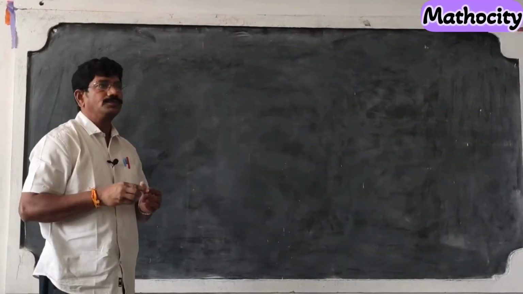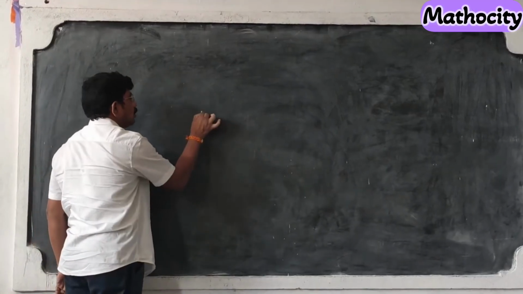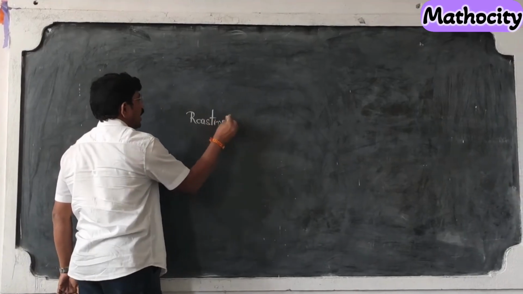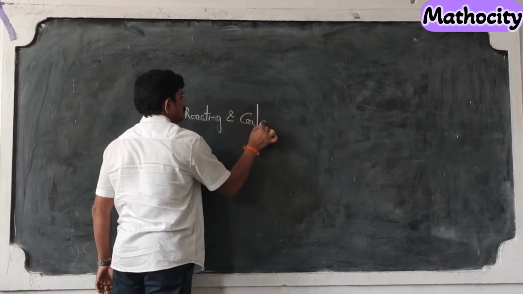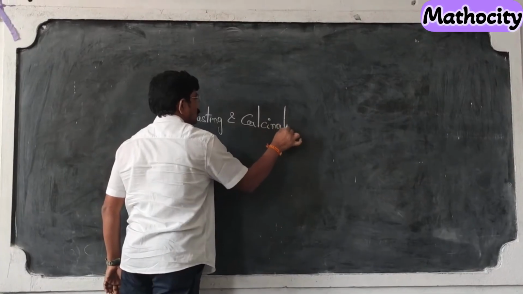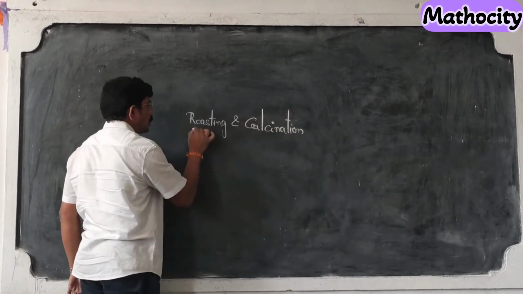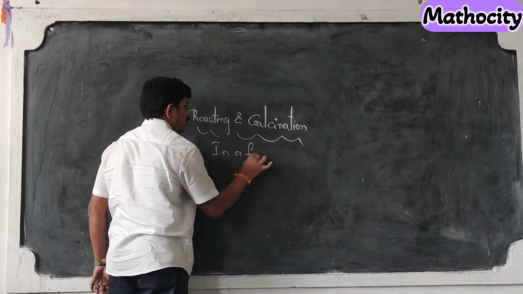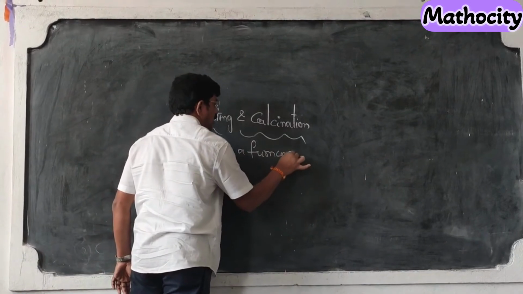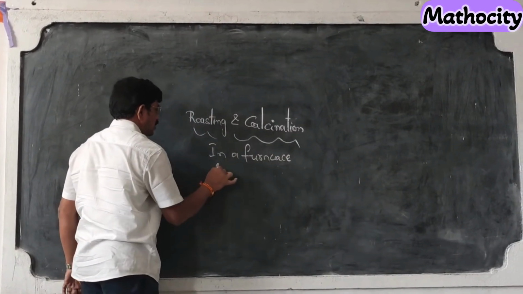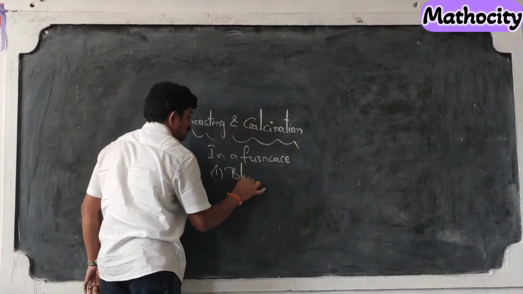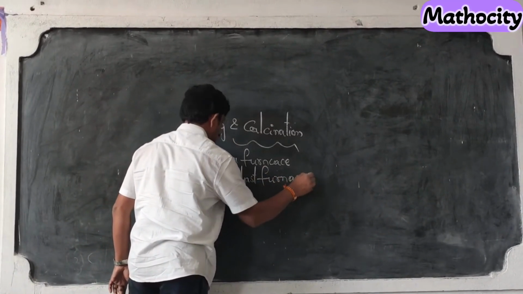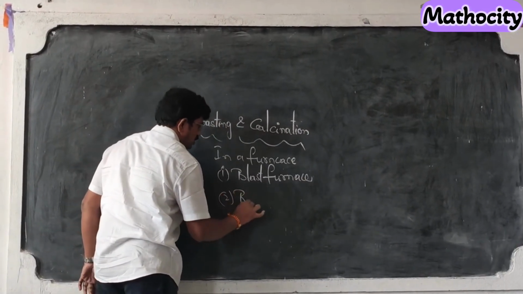Make a note. These two processes, what are the two processes? Roasting and calcination. These two processes are done in a furnace. We will discuss all these things later. Furnaces are of two types. One is the blast furnace. The second one is the reverberatory furnace.